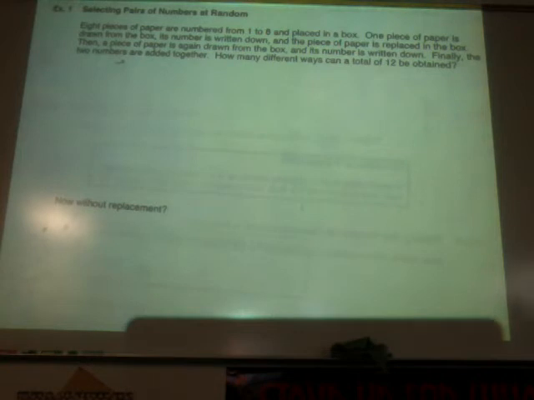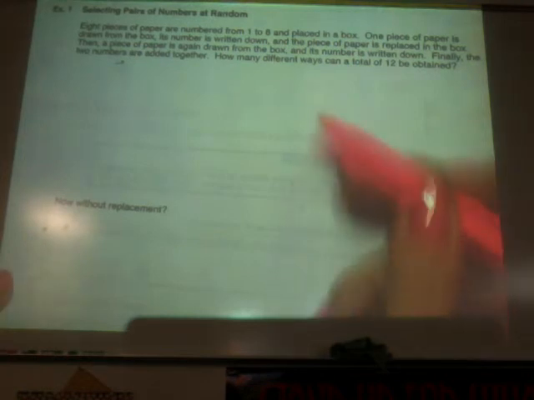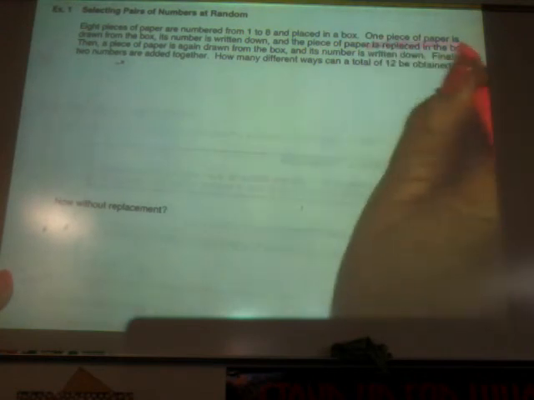placed into a box. One piece of paper is drawn from the box, its number written down, and the piece of paper is replaced in the box. Is that important? Yes, very important. Remember, with replacement versus without replacement.